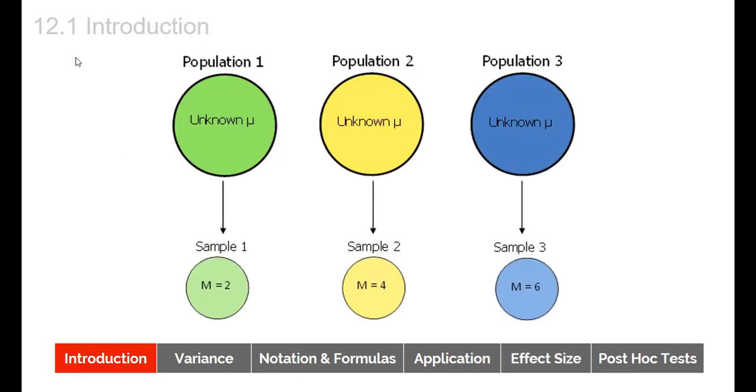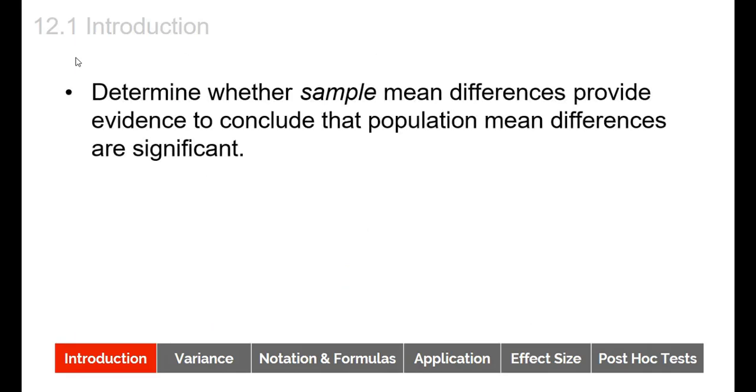So this is what it would look like if I were doing an ANOVA with 3 different groups. I have 3 different samples, and I know the means of those samples. The first sample has a mean of 2, the second has a mean of 4, and the third has a mean of 6. What I don't know is the mean of the populations that they came from, so I need to do some testing to see. So I'm going to determine whether the sample mean differences provide evidence to conclude that the population mean differences are significant. Remember, when we're testing, we're really generalizing to the population.